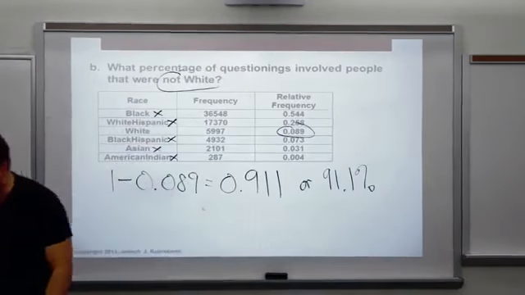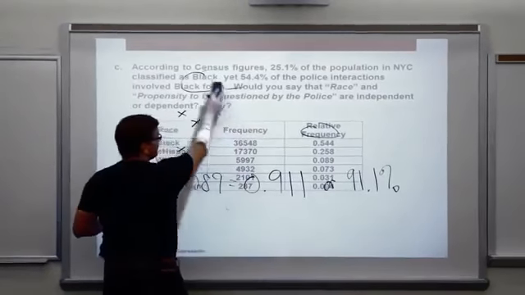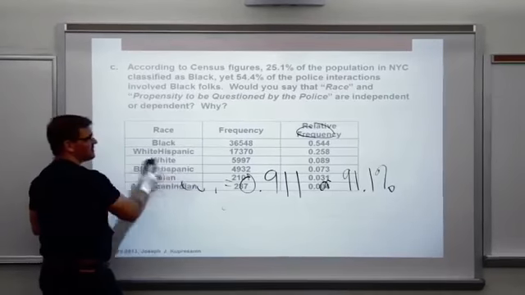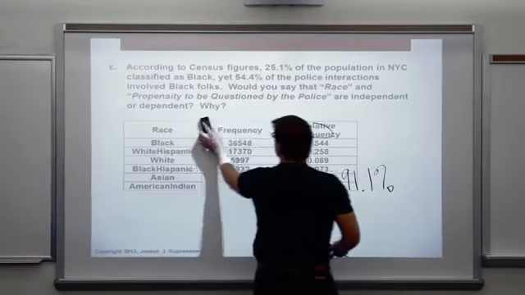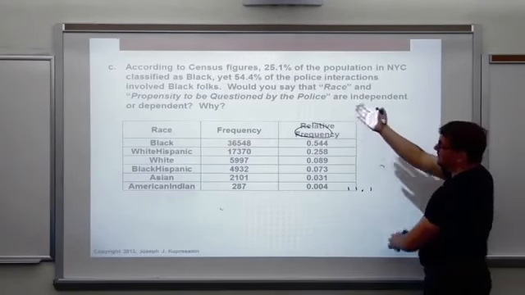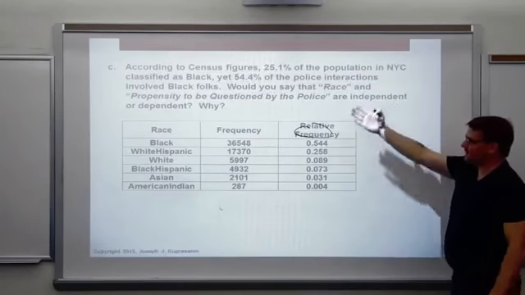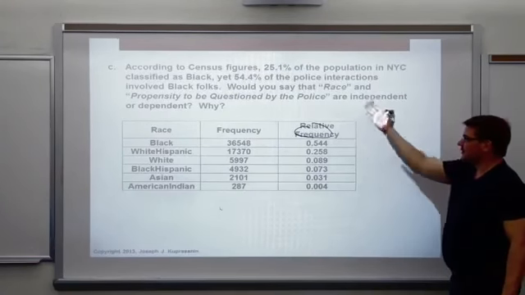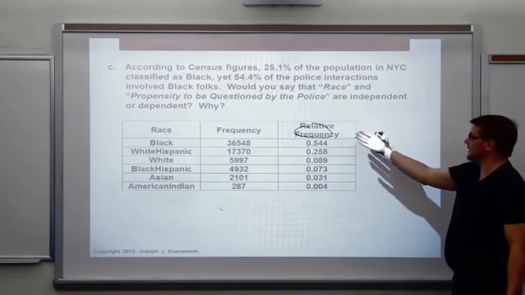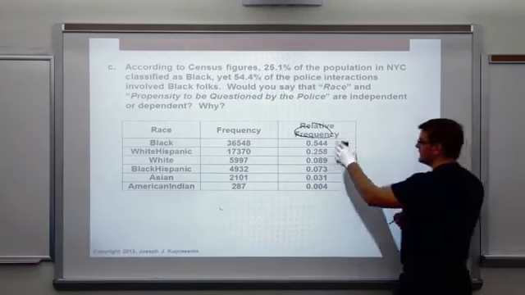It looks like there is a second example on the back page. Part C, according to census figures, 25% of the population in New York City is classified as black. Yet, check this out, 54.4% of the police interactions involved black folks. Would you say that race and propensity to be questioned by the police are independent variables or dependent variables?